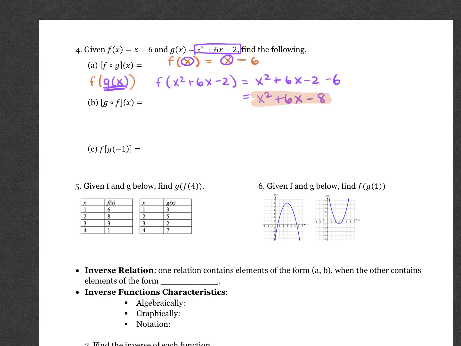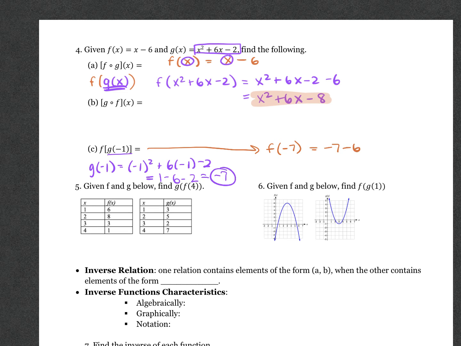For C, we are going to work from the inside out. So I'm first going to find g of -1. So g of -1, so 1 minus 6 minus 2 is -7. And since I found g of -1, I can rewrite this as f of g of -1 is f of -7. And then I can just plug in -7 to my equation. And then that's your final answer.